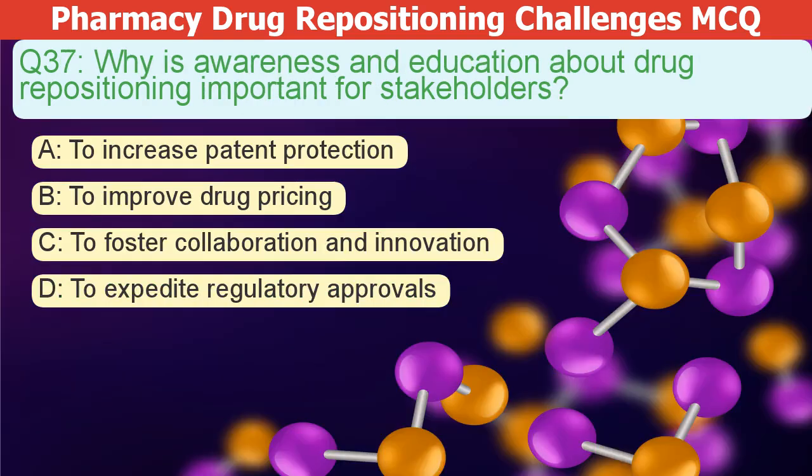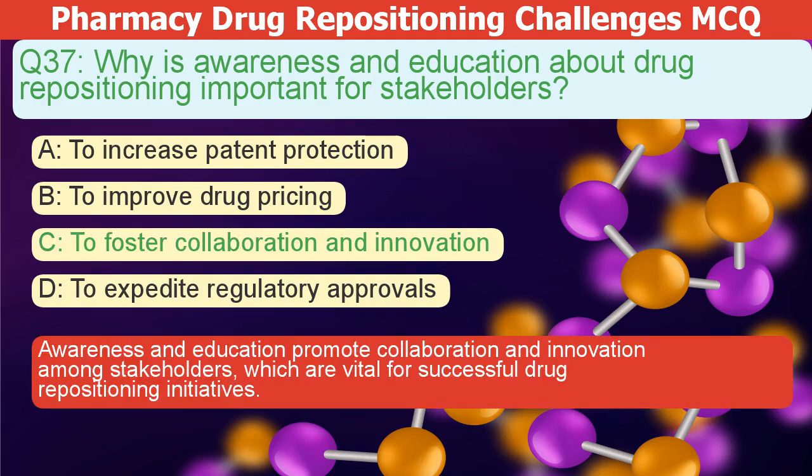Why is awareness and education about drug repositioning important for stakeholders? A. To increase patent protection. B. To improve drug pricing. C. To foster collaboration and innovation. D. To expedite regulatory approvals. The correct answer is C. Awareness and education promote collaboration and innovation among stakeholders. This is vital for successful drug repositioning initiatives.